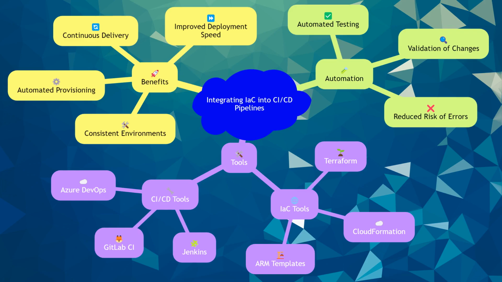Integrating IaC into CI/CD pipelines is crucial for achieving continuous delivery and deployment. By incorporating IaC, teams can automate the provisioning and configuration of infrastructure as part of the pipeline, ensuring that environments are consistent and up to date. This integration allows for automated testing and validation of infrastructure changes, reducing the risk of errors and improving deployment speed. Tools like Terraform, CloudFormation, and ARM templates can be integrated with CI/CD tools like Jenkins, Azure DevOps, and GitLab CI.